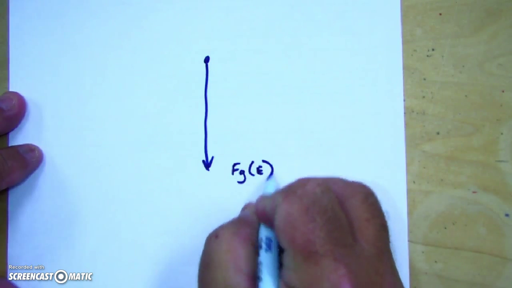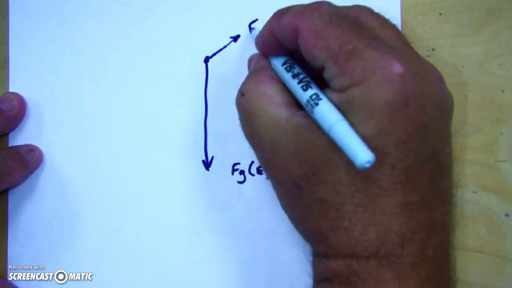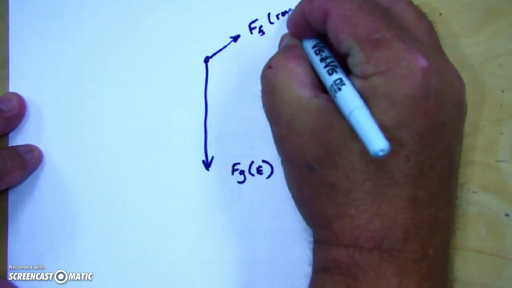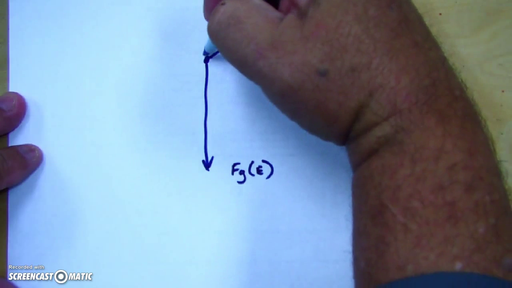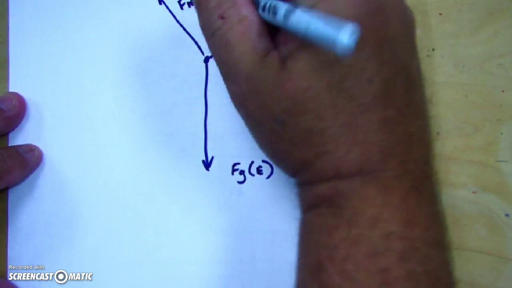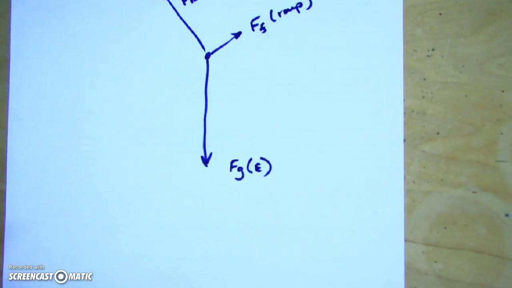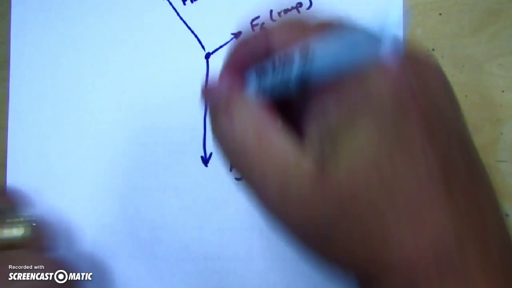FG is going down. It's from the earth. FF is going up the hill. It's from the ramp. FN is coming this way. It's also from the ramp. And I told you that this was 30 degrees.